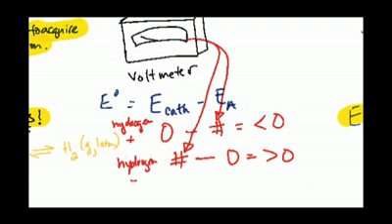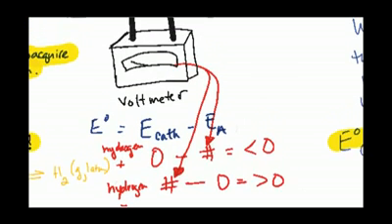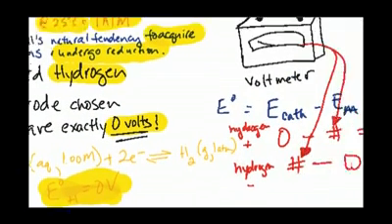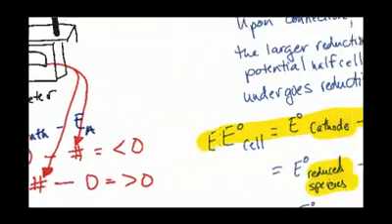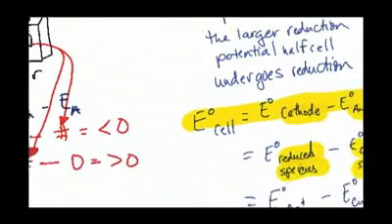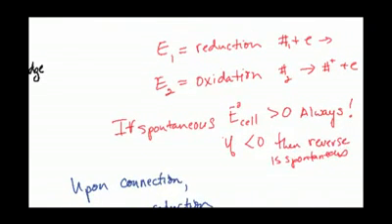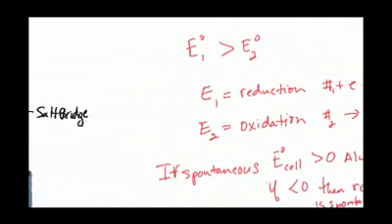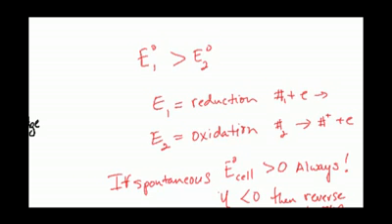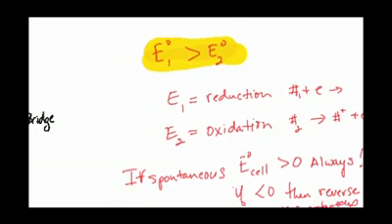Okay, so you would need to reference a standard reduction table. You can find that in any chemistry book or any Google or Bing or whatever you use as your search engine, and you can determine which ones are more positive. Why would that be important? Well, when comparing two standard reduction potentials, if we have one greater than the other, which we always will, right? They never equal each other.